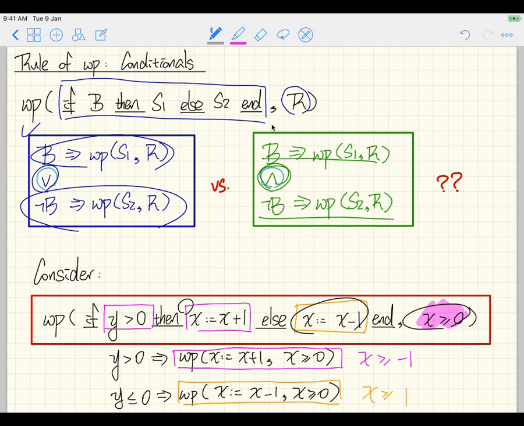Now let's just ignore this part for now, and take these two to get some idea. One part is x larger than or equal to minus 1. The other part is x larger than or equal to 1. Let's now go for the blue version. For the blue version, we're going to get x larger than or equal to 1, or x larger than or equal to, oh sorry, negative 1. What am I writing here?